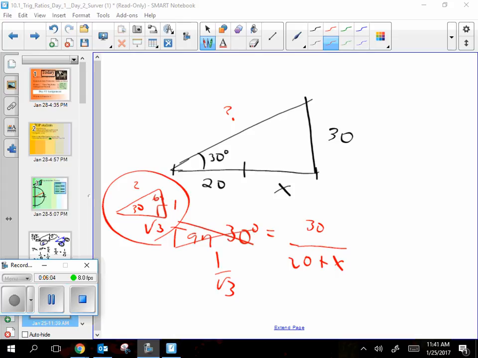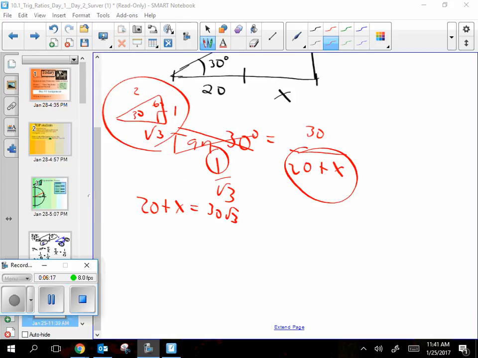Okay, so back to, I would then cross multiply and solve. This isn't super tough from here. That times that makes just 20 plus x equals that times that, 30 root 3. And then to get the x alone, subtract 20 from both sides, and you get 30 root 3 minus 20. Okay, any questions on that one?